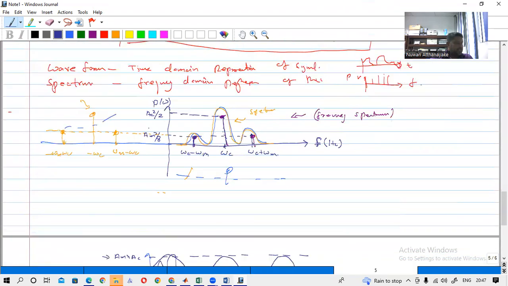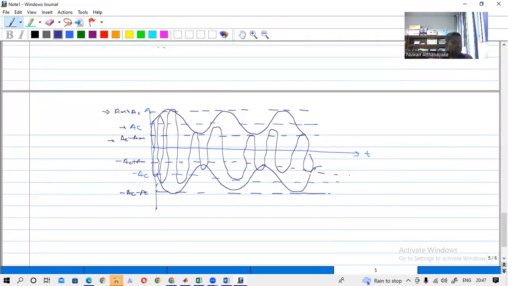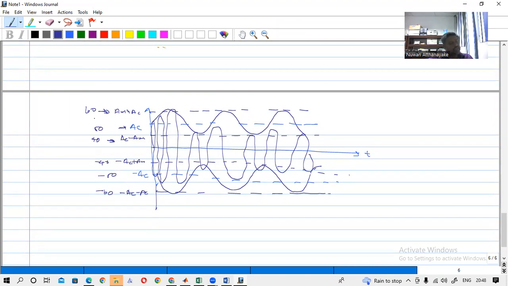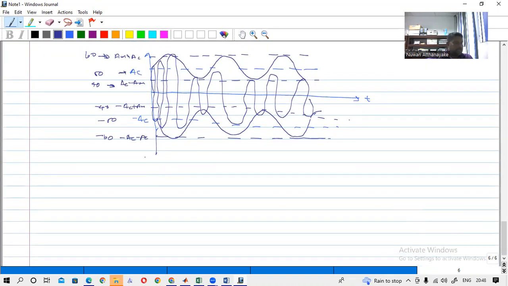You need not write the frequency very carefully, but you have to correctly mark the amplitude levels. So this will be 40, this will be 50 and this will be 60, and this will be minus 40, minus 50, and minus 60. If you correctly mark this amplitude level, you can get the marks.